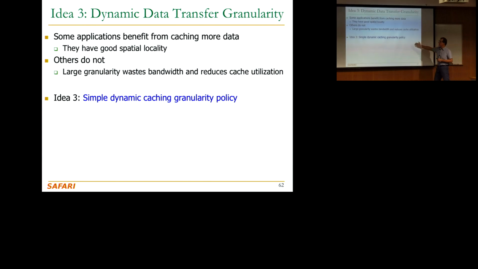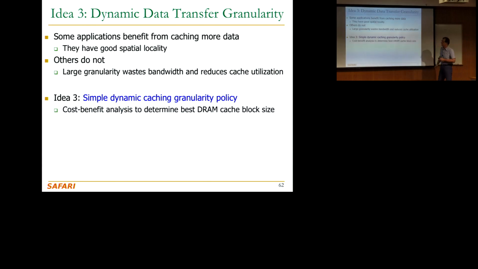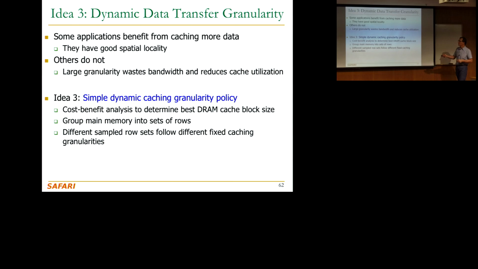So the idea was to have a dynamic caching granularity policy, and we used a cost-benefit analysis to determine the best DRAM cache block size for a given application. And we used what's called set sampling. The idea is to group memory rows into sets of rows. Different sampled row sets follow different fixed caching granularities. Some of them follow 64 bytes, some 256 byte granularity, some 1 kilobyte, some 4 kilobytes, let's say. And you basically check which one buys you a better hit rate.